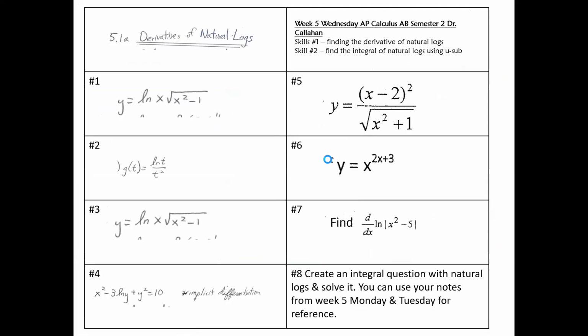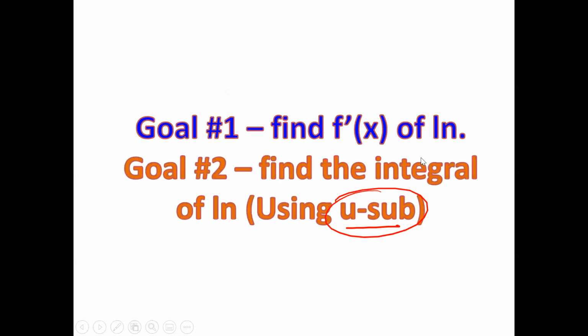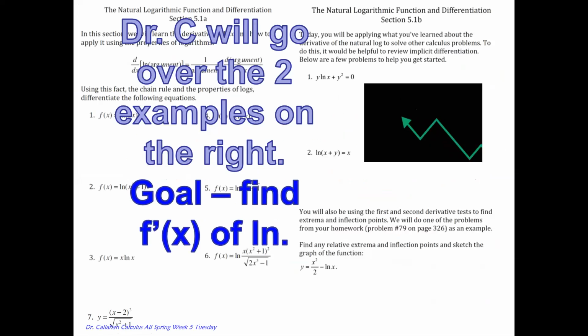All right, let's get started. The goal today is to find the derivative of natural logs as a continuation from yesterday, but today we'll do a little bit more complicated problems. Our second goal is to find the integral of ln using u sub. We'll use them back and forth and ensure that you get both of them, so you're not confused about how to find the derivatives of natural logs and how to find the integral. Let's get started on this page. I'm going to go over these 2 examples, so go ahead and turn over to that.